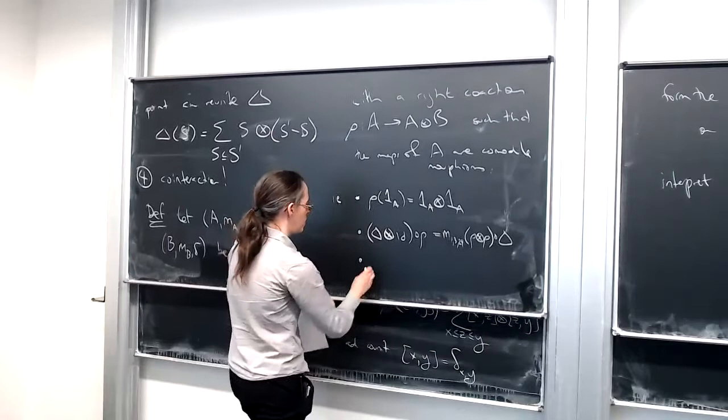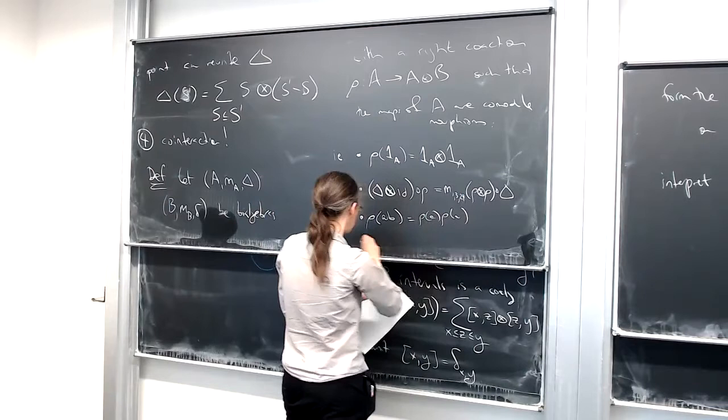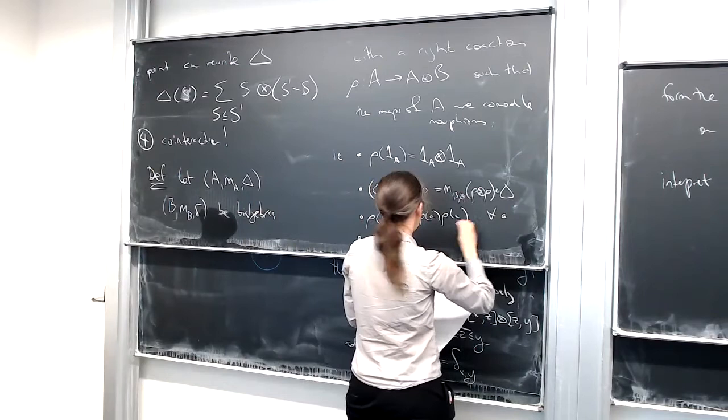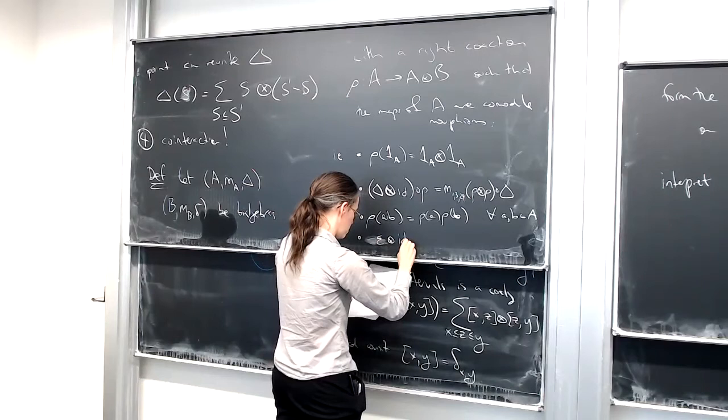And then we need, we already said that, but we also need rho to respect the multiplication, A, B. And we also need that the co-unit does the right thing here as well. So it should look like this.